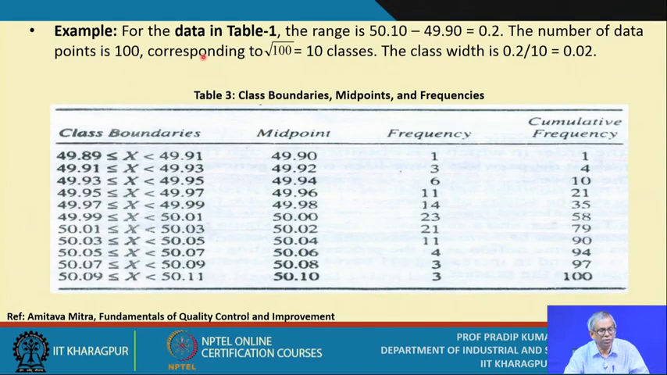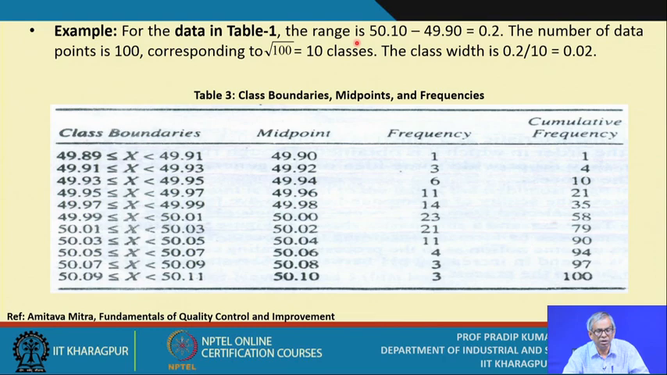So for the data in table 1, you now have this one. Class boundaries are this one, already determined. The midpoint, say for 49.89 and 49.91, is 49.90. The frequency we already know, and the cumulative frequency you already know.